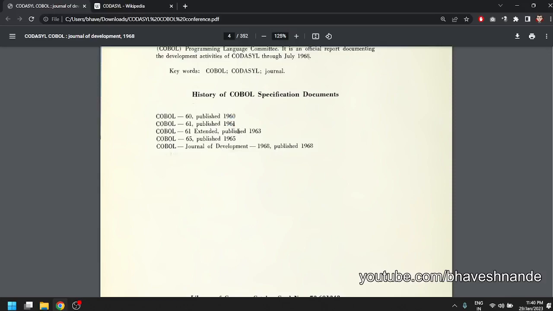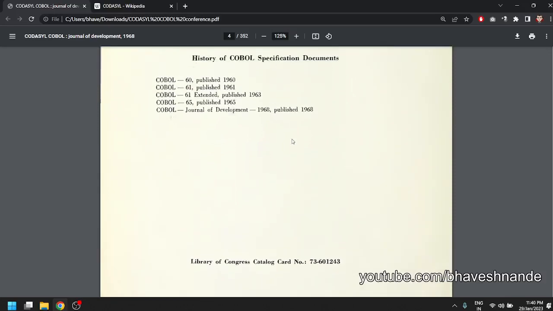So COBOL 60, COBOL 61, 1961, COBOL 61 extended. So they did not give 63 to it. I'm not sure why, but then yeah, weird naming standards pop up sometimes. COBOL 65, published in 1965. COBOL Journal of Development, 1968.